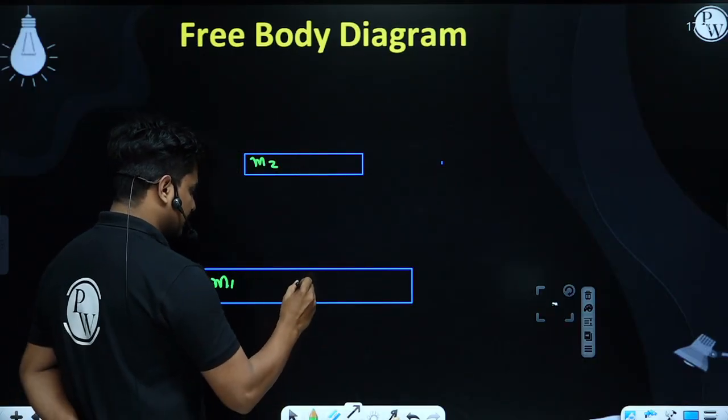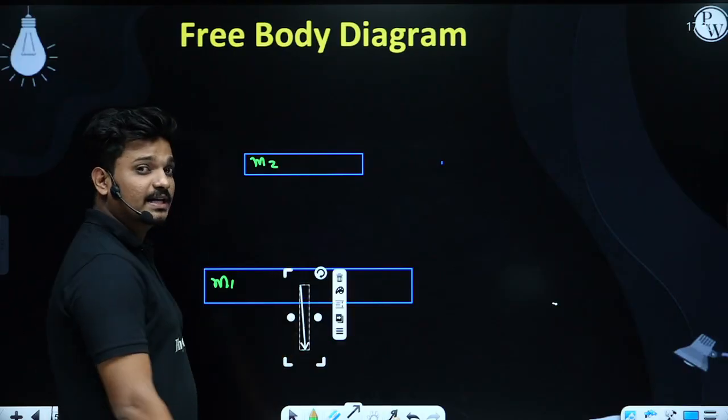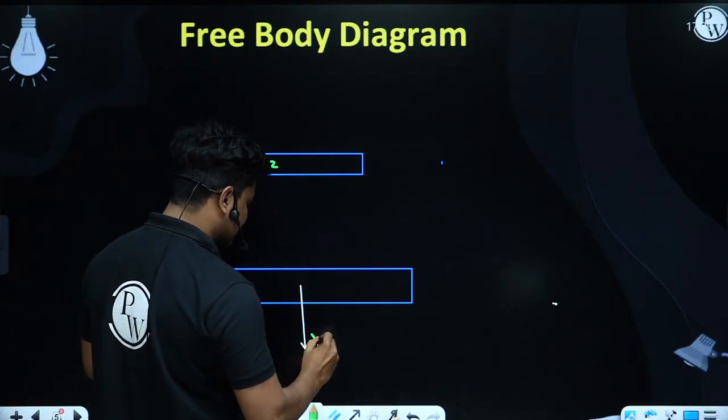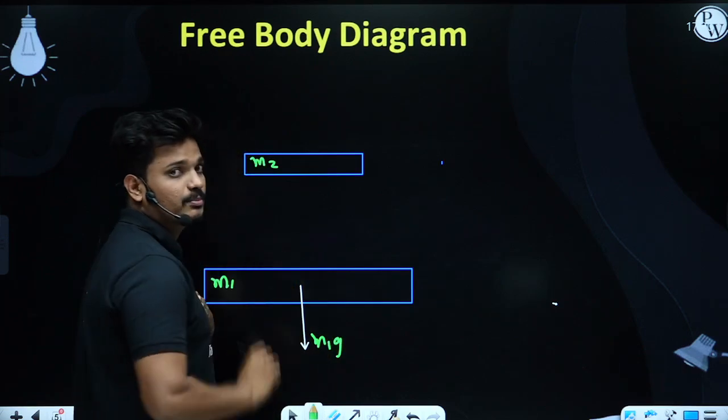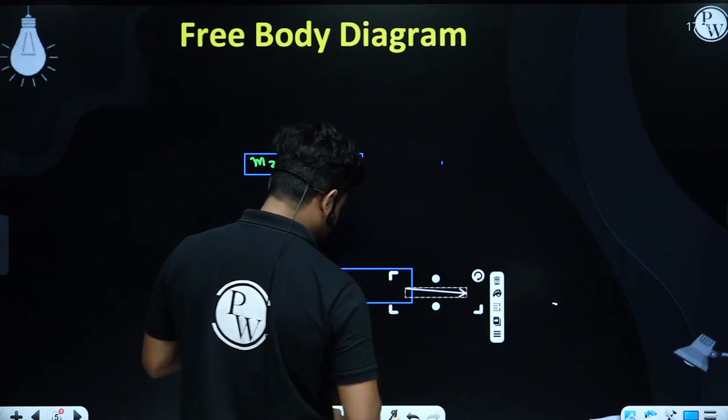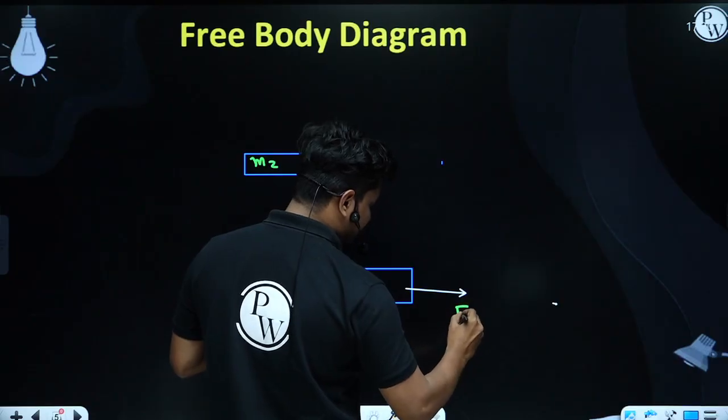First, one force is simply the gravitational force, m1g. This acts on this block. Then we know there is an external force in this direction. This is the external force, F external.